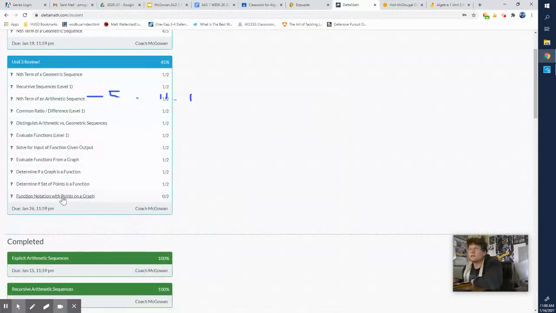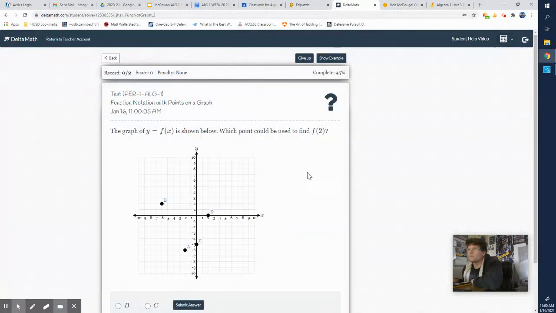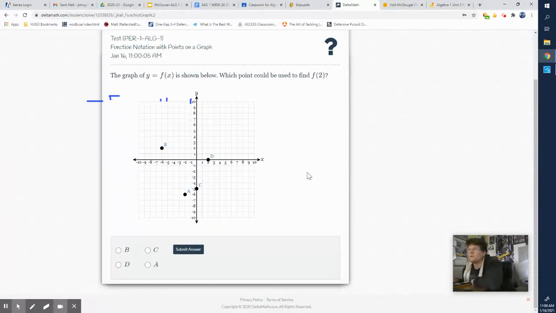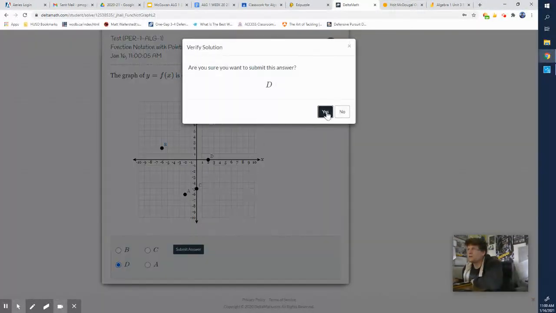And then our last one, guys, looking at it from a graph. So we had these points here. And we just needed to find the value of whatever point was given to us. We have the input. We have the x value of 2. So let's go to our 2. Notice that it's the point D. Call it a day.